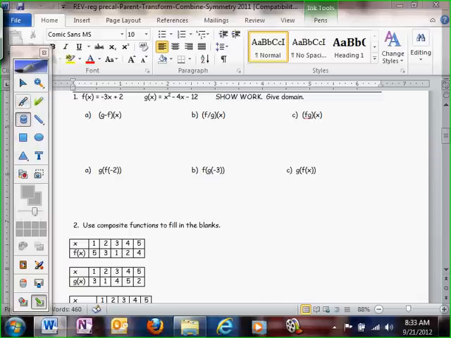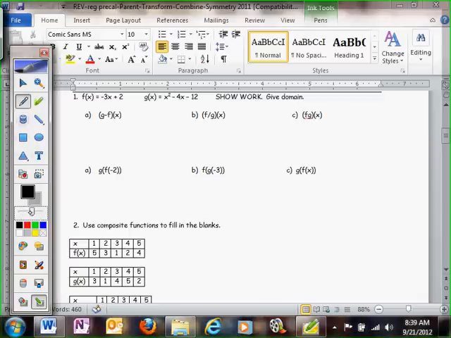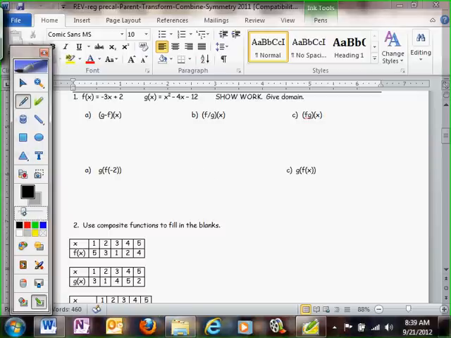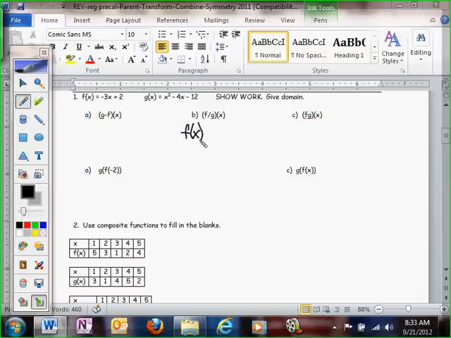Actually, I'm going to do B. Let me give myself a little room here. So I have F divided by G of X. This means F of X divided by G of X. And so I plug everything in. F of X is negative 3x plus 2. G of X is x squared minus 4x minus 12.